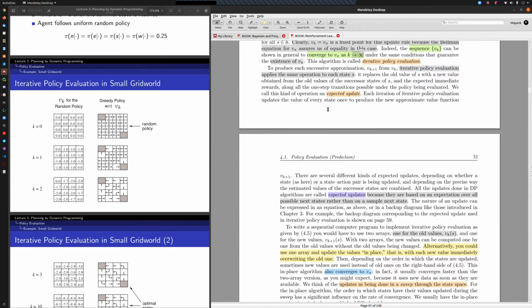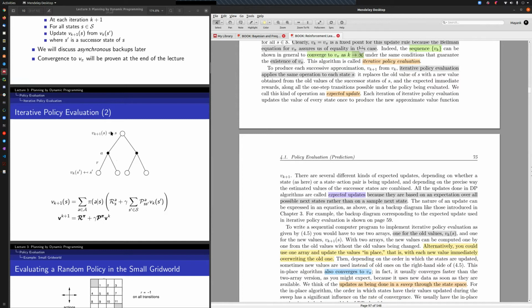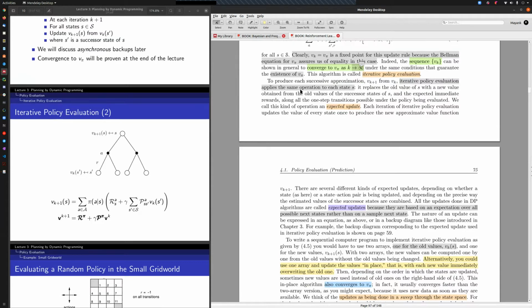We looked at the expected updates as they have defined in the text here. This is with respect to the one-step transitions that are possible. So we can visualize this from this perspective on the slide here. The successive approximations from VK plus 1 from VK, we can visualize it like this.